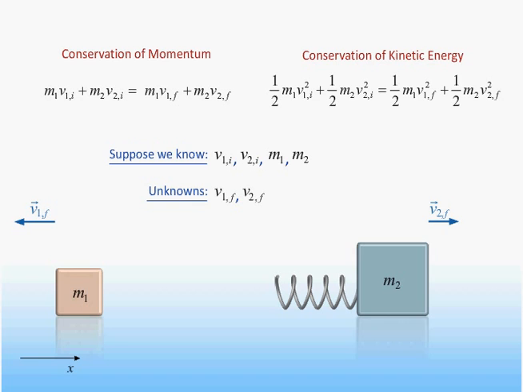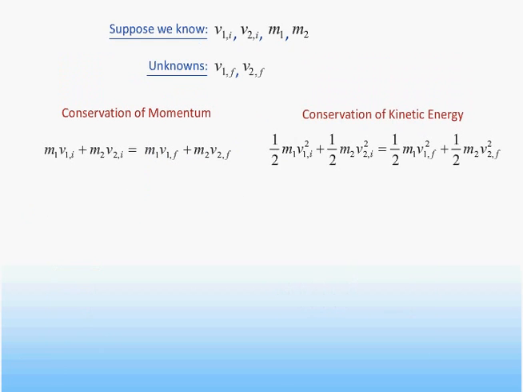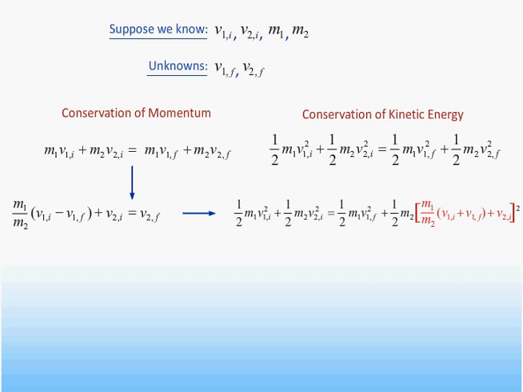So far, so good. There is a complication, however, that will make the actual solution of these equations tedious at best. For example, if we solve the momentum equation for the velocity of box 2 after the collision in terms of the velocity of box 1 after the collision, and then plug the result back into the energy equation, we get a pretty messy quadratic equation that, with some effort, can certainly be solved. There is, however, a better way.